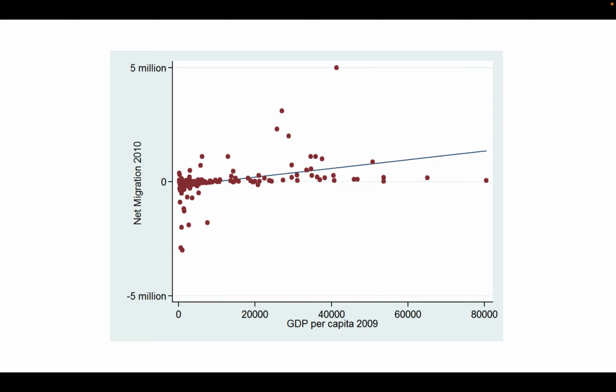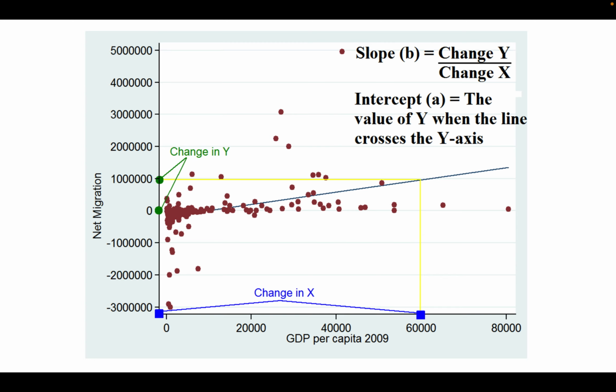So that would tell us that as GDP per capita increases in value, the net migration also increases in value. We can get very precise about these things too. The slope is simply the change in y over the change in x. So the change in y involves us looking at just how much the data points deviate in terms of the vertical changes that take place.